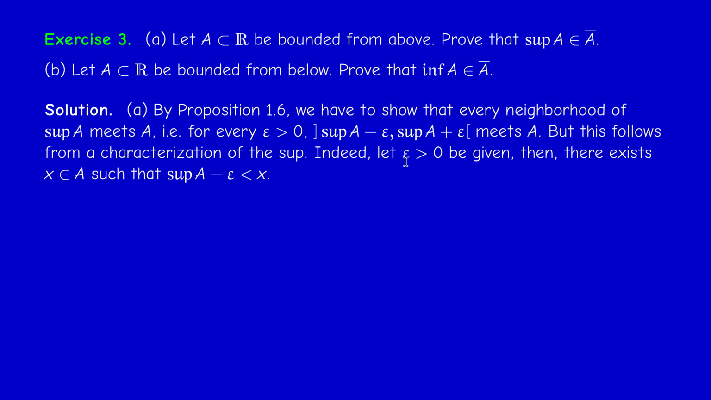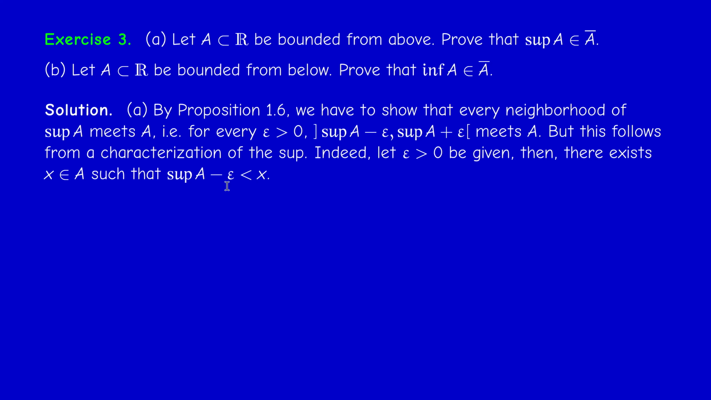If epsilon is positive, we know by a characterization of the sup that there exists x in A which is bigger than sup A minus epsilon. And I hope you remember, this is not difficult to prove because what is the supremum? It's the smallest upper bound. So sup A minus epsilon is strictly smaller than sup A. So it's not an upper bound. So I don't have that for every x is less or equal. So the negation is that there exists x which is bigger than sup A minus epsilon.